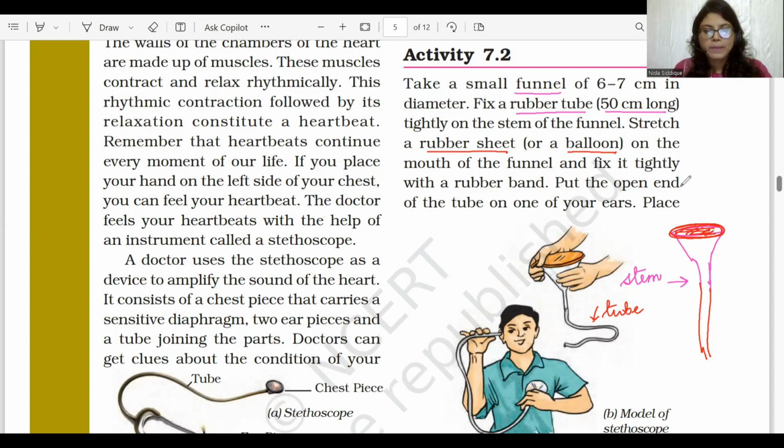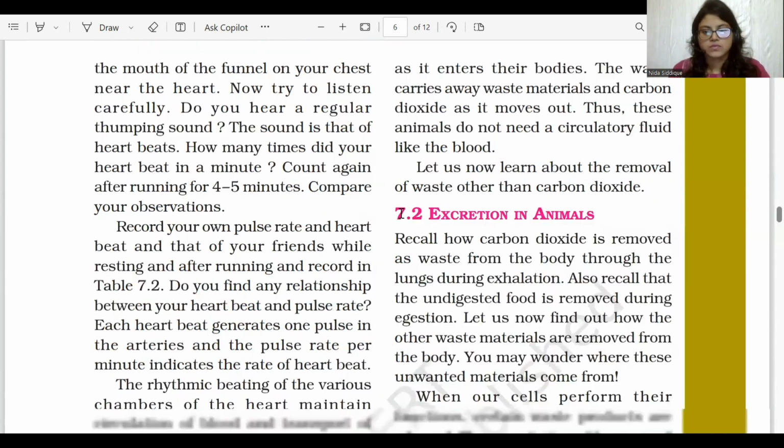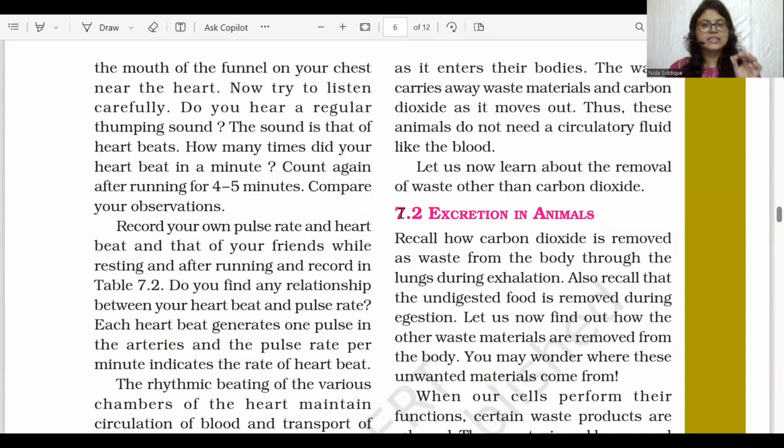So put the open end of the tube on one of your ears. ये जो tube का दूसरा end है, इसे हमें अपने कान के पास रखना है, and we have to hear the heartbeat. So we have kept the end of a tube near our ear, and जो funnel वाला part है at our chest. Okay, now we have to listen to our heartbeat carefully.